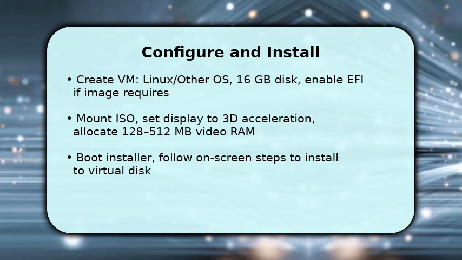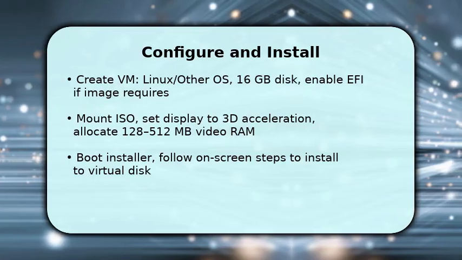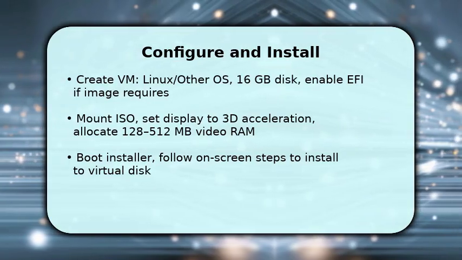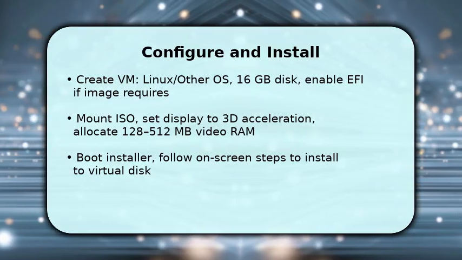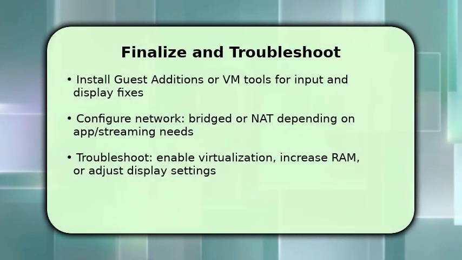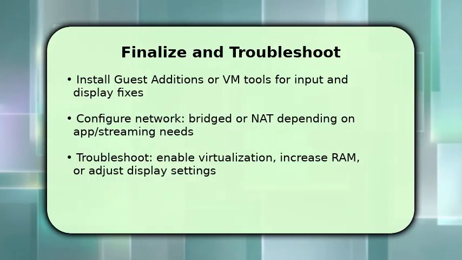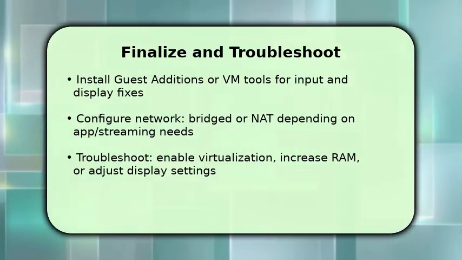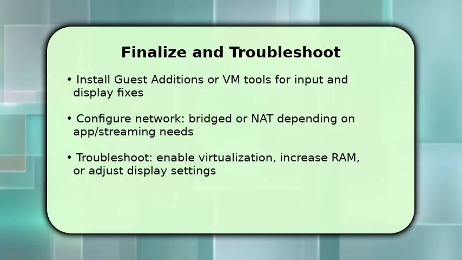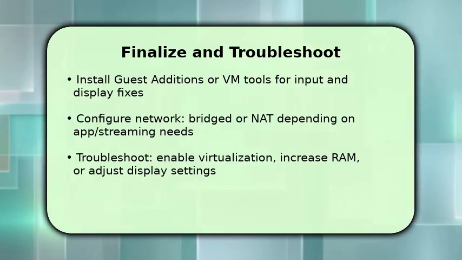Then boot the VM into the installer and follow prompts to install Android to the virtual disk. Once installation finishes, unmount the ISO and reboot into Android. You finish by installing guest additions or VMware Tools if available to improve input, mouse capture, and display scaling, because the TV interface benefits from proper pointer and GPU support.